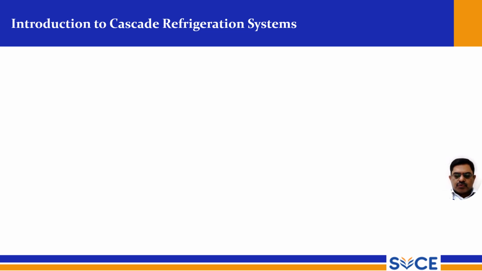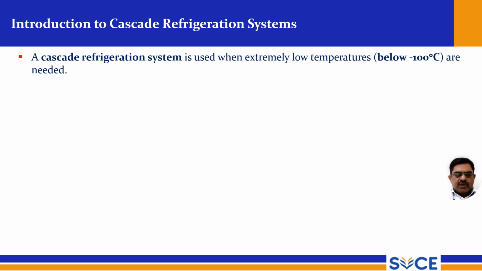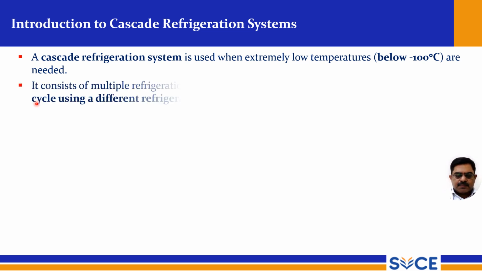Now we will move to cascaded systems and see the real system, how the cascaded manner of condensers are placed. The cascade refrigeration system is used when extremely low temperatures below minus 100 degrees Celsius are needed. In this case the cascaded refrigeration system is highly applicable.